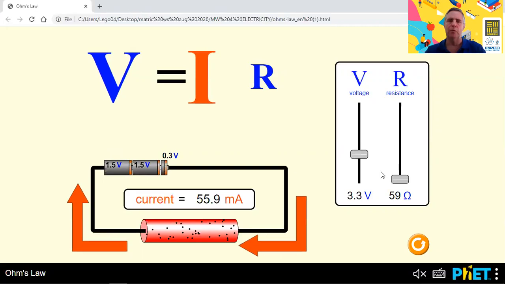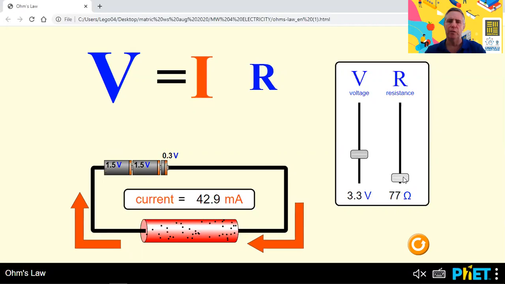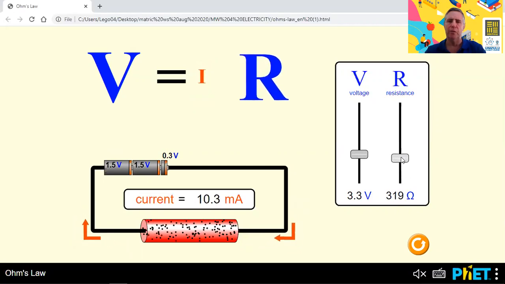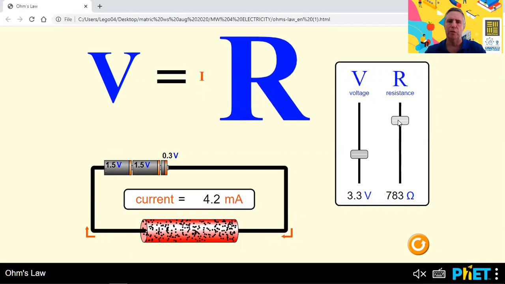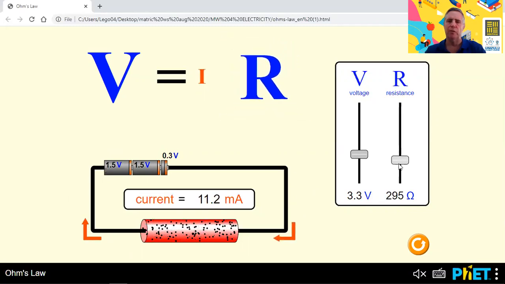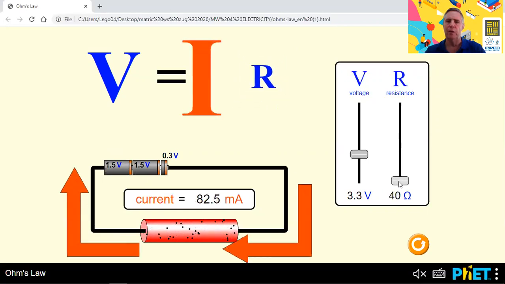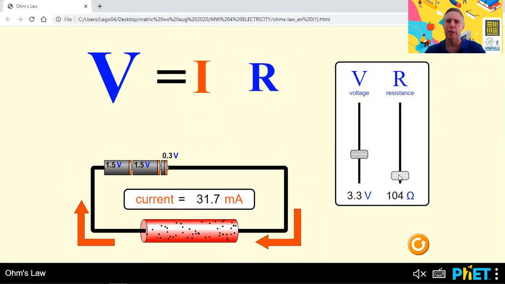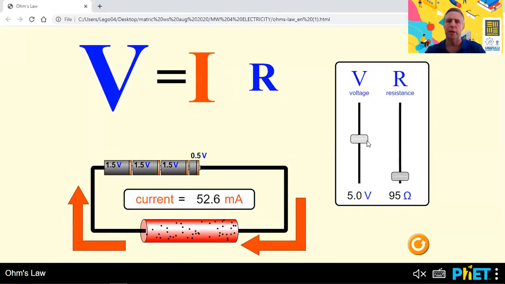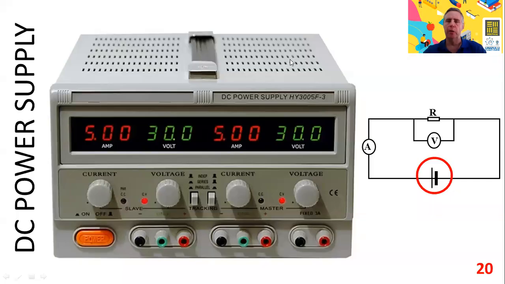Now, what about the resistance? At the moment, we've got a small resistance. As the resistance increases, you can see the current decreases. They are inversely proportional to each other. They've shown the resistance increasing in the resistor here. And as the resistance decreases, then the current increases. So resistance and current are inversely proportional to one another, whereas voltage and current are directly proportional to one another. Please understand those relationships.